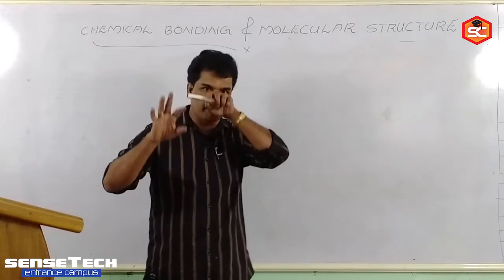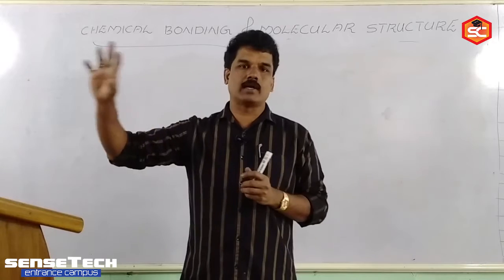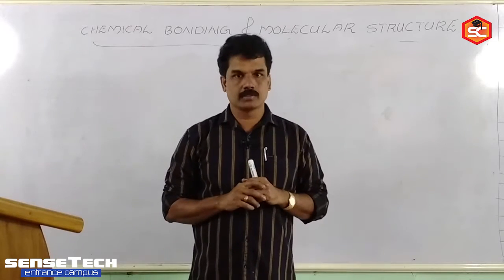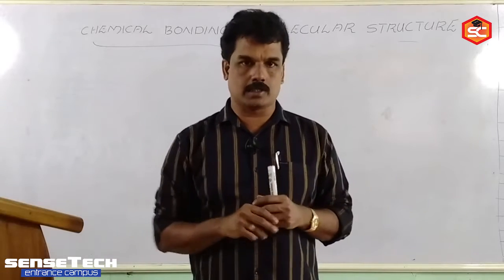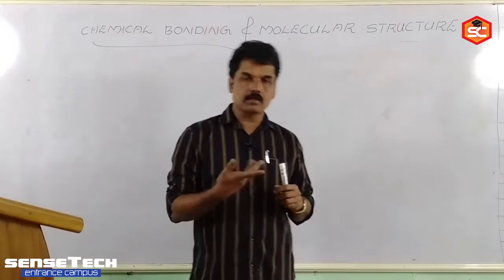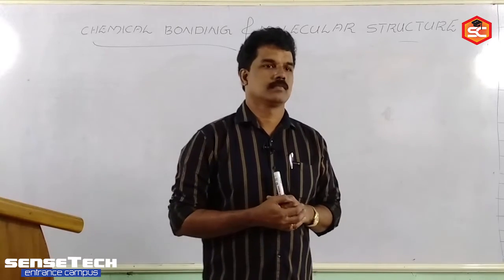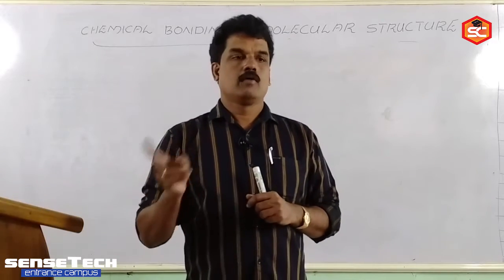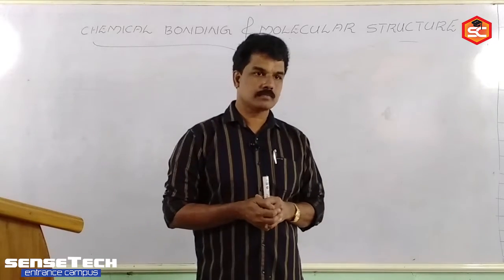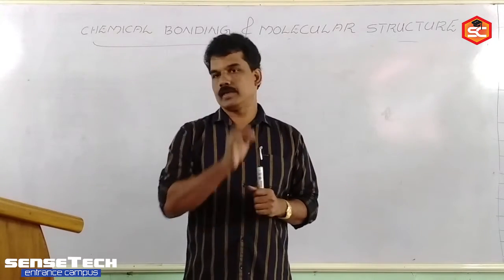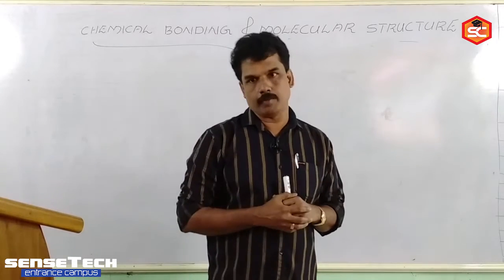Total valence electrons by 8: the whole molecule, all valence electrons, divided by 8. If 8 divides completely, that number will be the hybridization. If any remainder is there, then that remainder you have to divide by 2. Then the total of the first division and second division is the number of hybrid orbitals. Clear now? It is very important that when you get a molecule, you identify the hybridization using that formula.